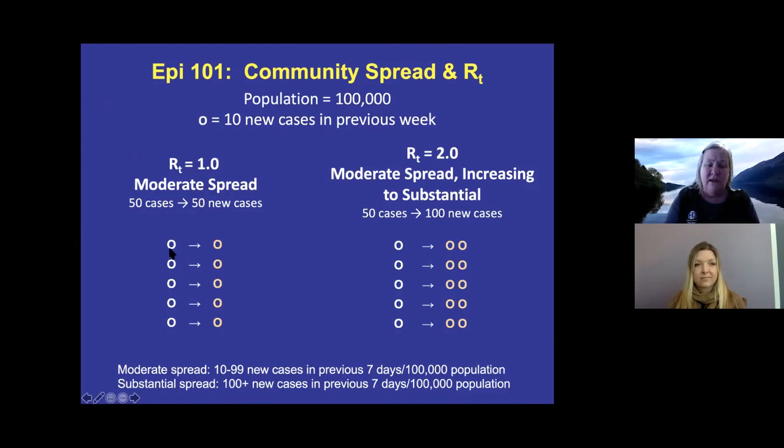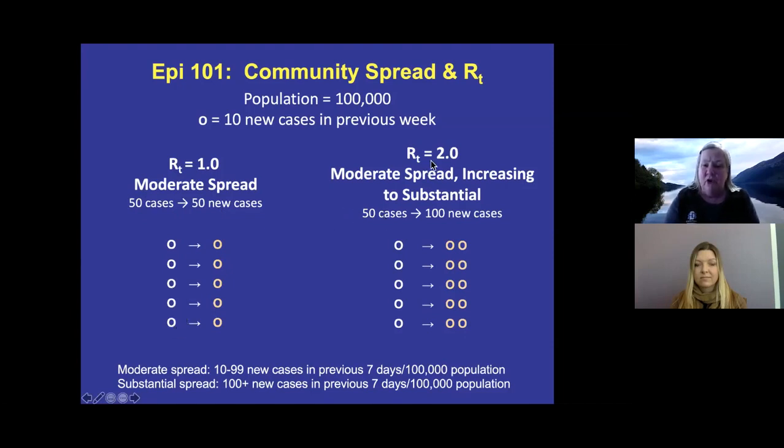What that's saying is that each one of these 10 cases is going to give the virus to another person. So they're going to infect one other person. Essentially, they're replacing themselves. That's 1. So we have 50 cases, and we're going to end up with 50 cases. Again, each one of these is representing 10 people.